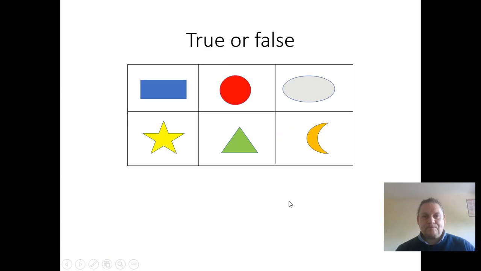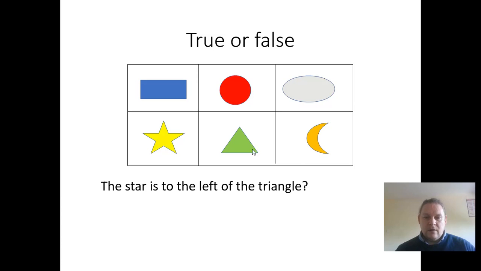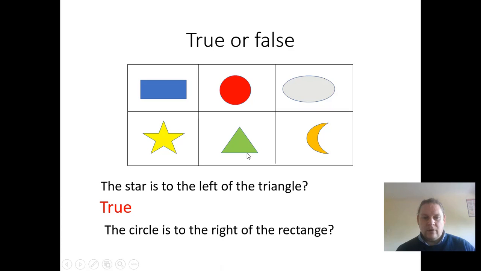Now, true or false? The star is to the left of the triangle. Let's find the triangle. The star is here. So where is it in relation to the triangle? Which way is it? It's to the left of the triangle, so it is true. The star is to the left of the triangle.